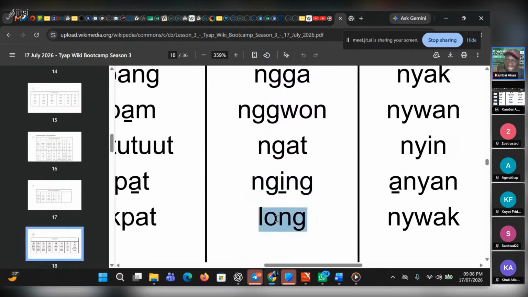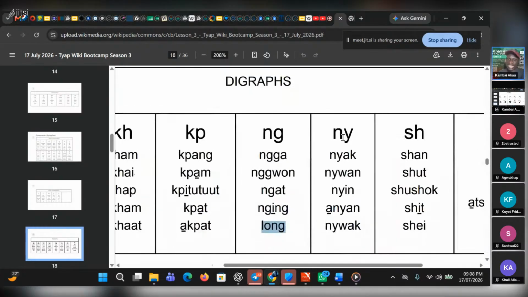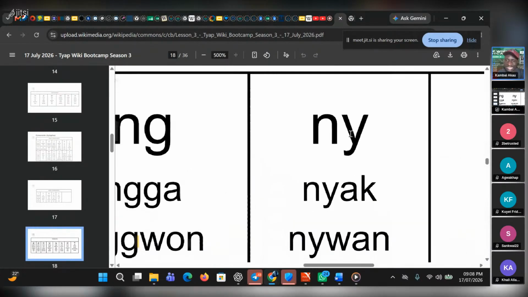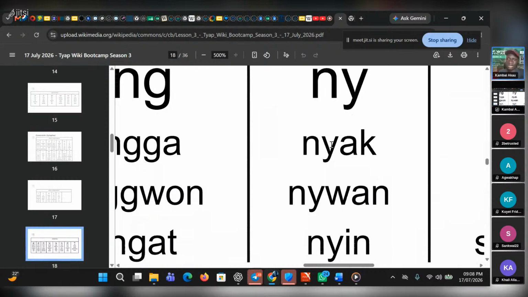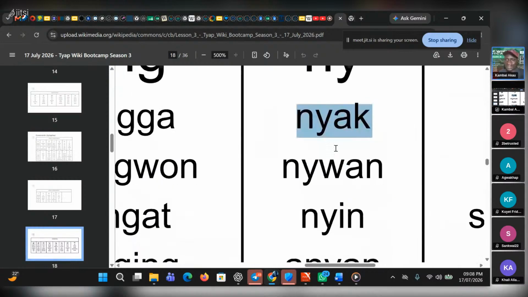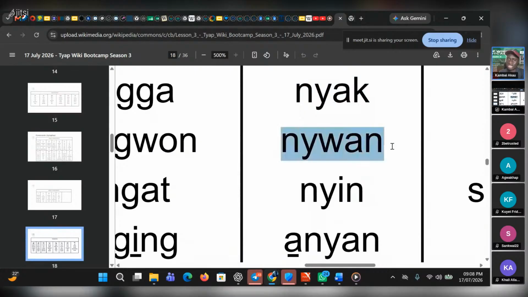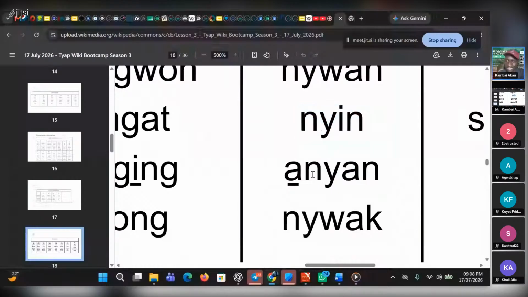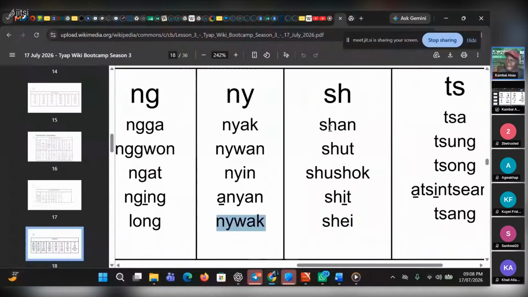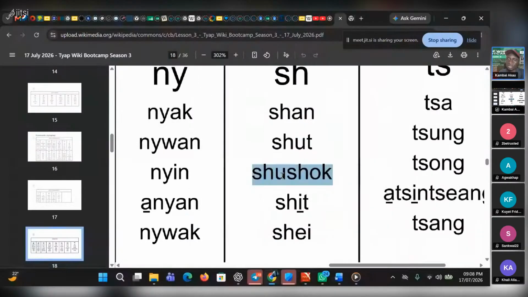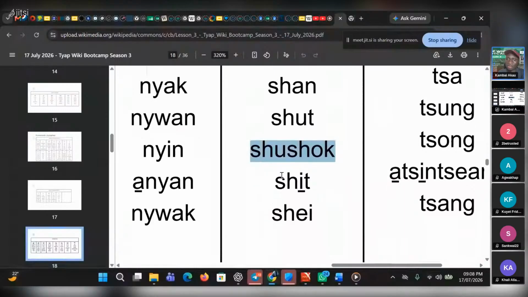And then we have the nya sound, nya, nya. Under the nya sound, we have nyak, cow, cattle. And then we have nyuan, nyan, chicken. We have nyen, you, a nyan. Who, nyak, ring. And then we have the sh sound. We have shan, stick. We have shoot, to warm something. And then we have shushok, which is your chick. And then we have shit. Well, it has its meaning.